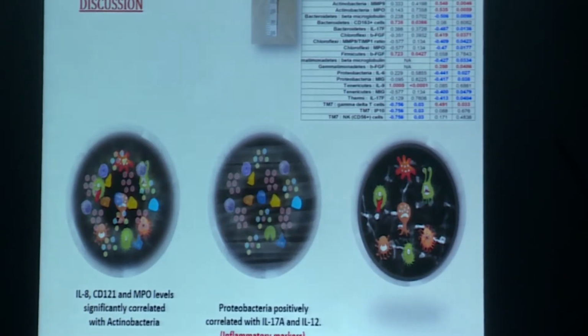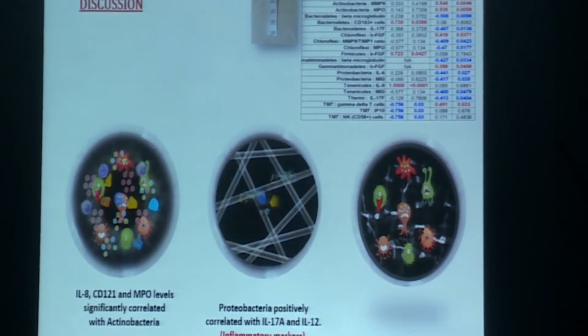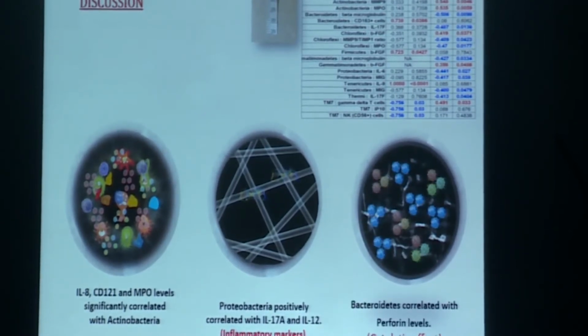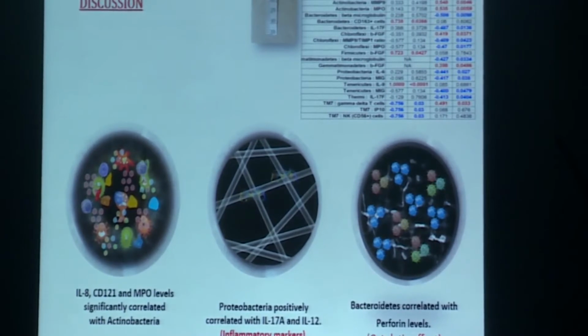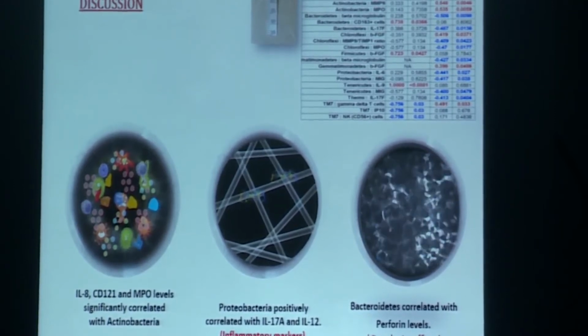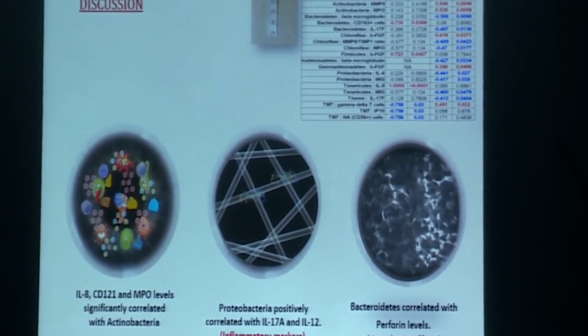Proteobacteria positively correlated with the inflammatory markers IL-17A and IL-12, which is known to affect the LOX and the collagen levels. The lower the LOX and the collagen levels, which in turn leads to the keratoconus disease. Perforins, which has the cytolytic effect, which kills the cells, was higher in the keratoconic group, positively correlated with the bacteriocytes. And if we do a surgery on this kind of patients, post-operatively they can land up into haze.